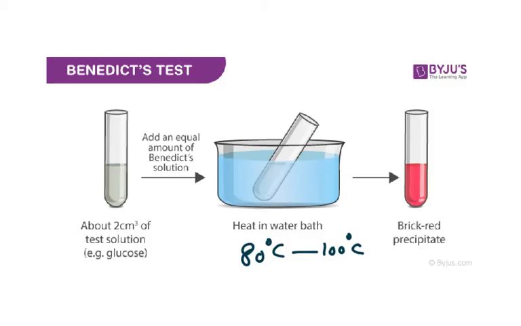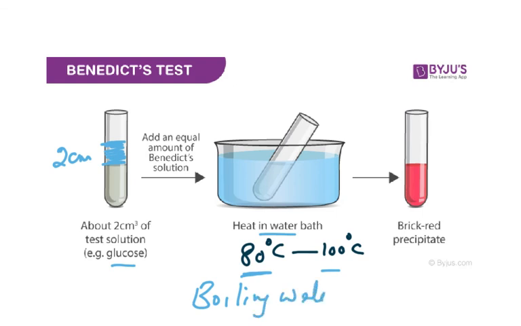Now we're going to discuss the last test, which is the Benedict's test, also called the reducing sugar test. In this, we need to take 2 cm³ of the glucose solution and add 2 cm³ of Benedict's solution to it. And then you heat in a water bath. The temperature of the water bath should be anything between 80 degrees Celsius and 100 degrees Celsius. If you said boiling water bath, that would also be fine because water boils at 100 degrees Celsius. And then you see the color change.